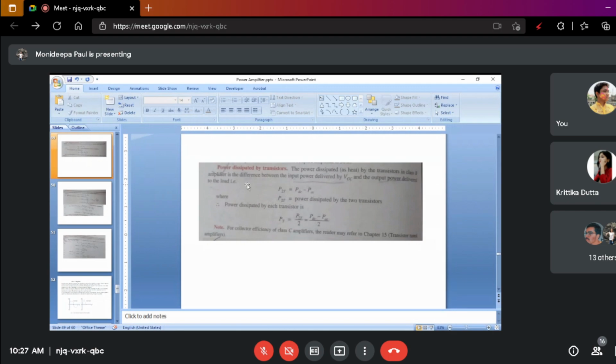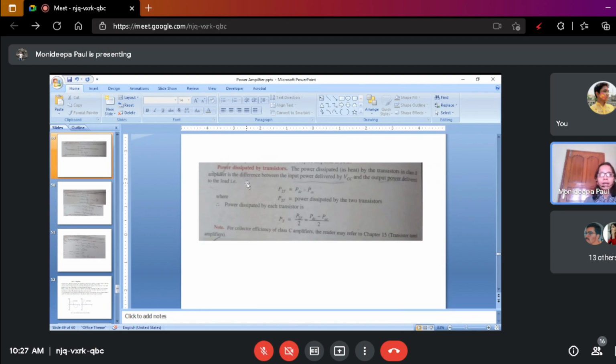So here you see the power dissipated by the transistor. I think all of you know that if current is flowing, some losses will occur. If we apply the input power, we get some output power, and at the same time some losses occur. So what is the relation between input power, output power, and the losses? Here, losses are represented in terms of power dissipation.